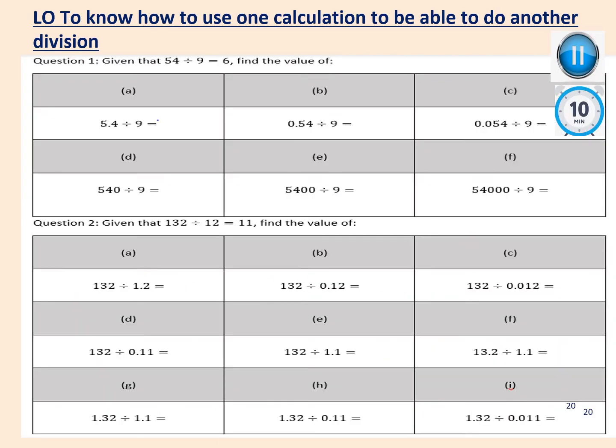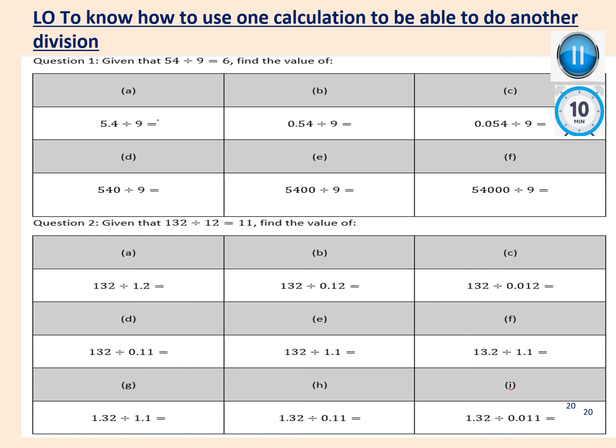Okay, now these type of questions come up in the GCSE exam all the time, and they're worth 3 marks. So it's very important that we have some practice on this. So I've said 10 minutes. If you need 15 or 20 minutes to be able to do all these questions, then take that time.